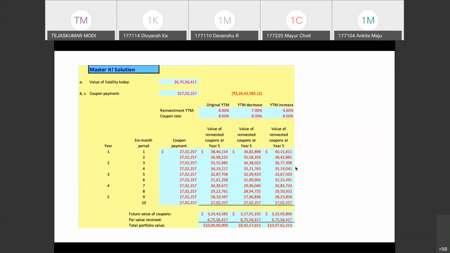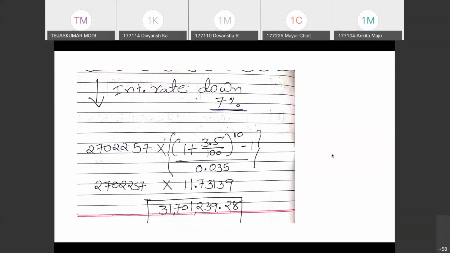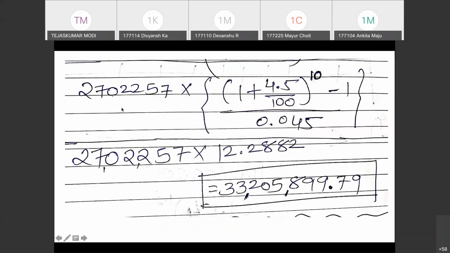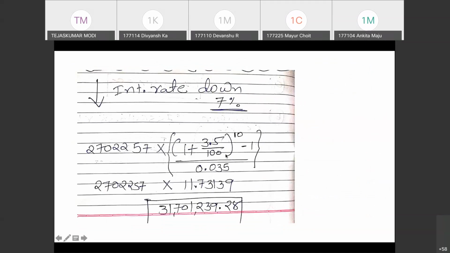Okay. What if the YTM is decreasing? With the YTM decreasing, then the coupon, this is the coupon value. So I am using the future value of annuity form if someone is not able to recall. ठीक है, मैं reinvest कर रहा हूँ इसलिए future value of annuity formula use किया, ठीक है? So if I am reinvesting at 3.5%, now the accumulated coupons and the interest on coupons is 31 million.